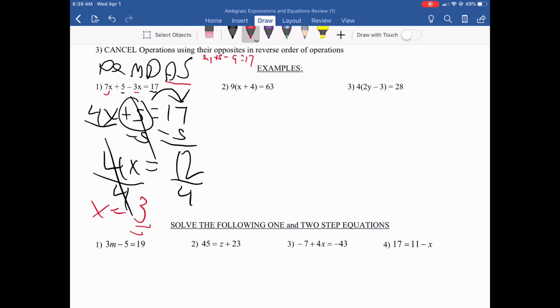So 21 plus 5 is 26. Take away 9 equals 17. Looks right. That's correct. 17 equals 17. So you could check your equations by putting the x in there, solving for it, seeing if it adds up. That's the way to check your work. Okay, next.